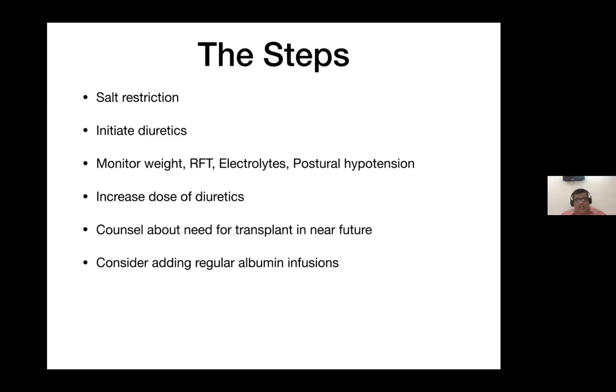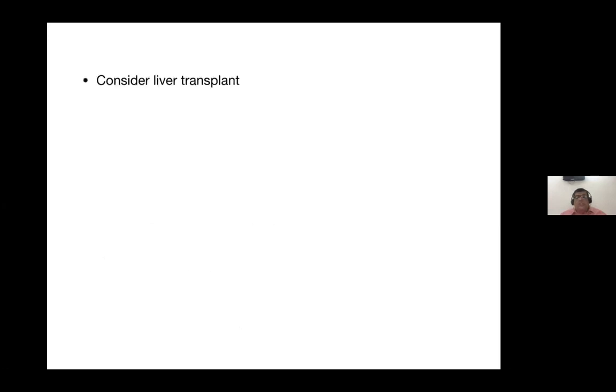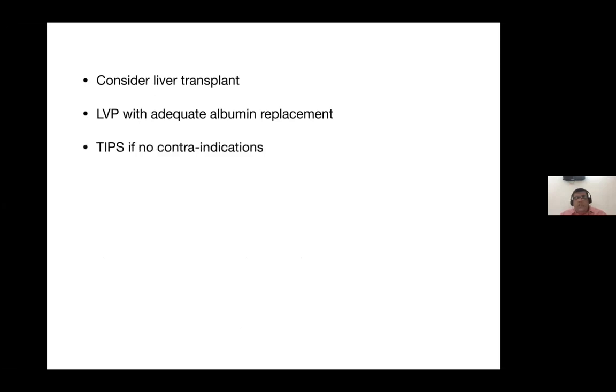If the patient still develops ascites further, consider adding regular albumin infusions. Despite this, if the ascites progresses, checklist for all the causes of refractory ascites and correct whatever we can, especially recheck the salt compliance. This is the time to consider doing a liver transplant because we are now labeling this patient as refractory ascites. The options that you have is LVP with adequate albumin replacement. If it is done repeatedly, then it is better to do TIPS if there are no contraindications to doing TIPS.